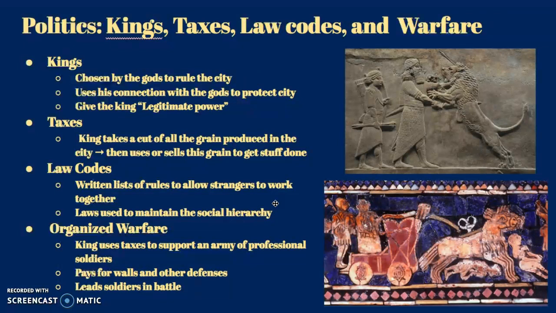And last of all, the kings were supposed to lead in wartime. So they would develop a special system of warfare in order to defend the city. The kings would use money from taxes in order to pay for a professional army of soldiers. And these soldiers would then be used to either defend the city or attack other cities. The king would also build walls in order to keep people out of the city, and they were expected to lead soldiers in battle. So the kings were actually there fighting on the front line.